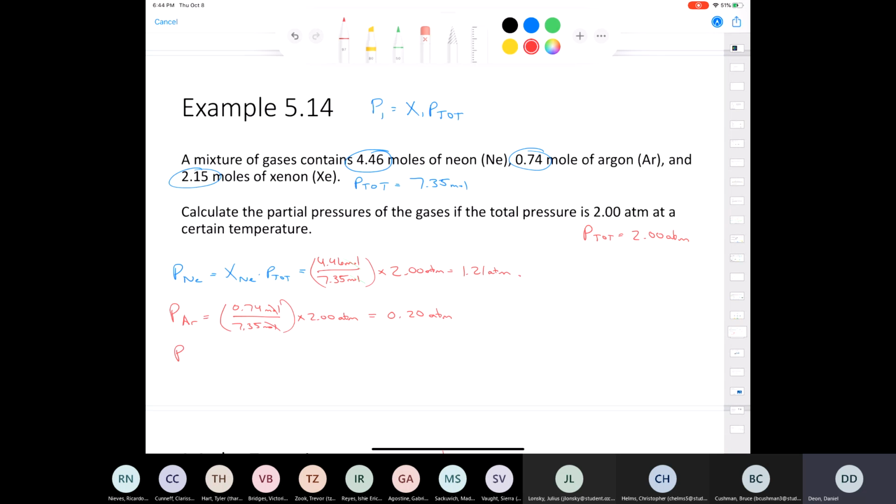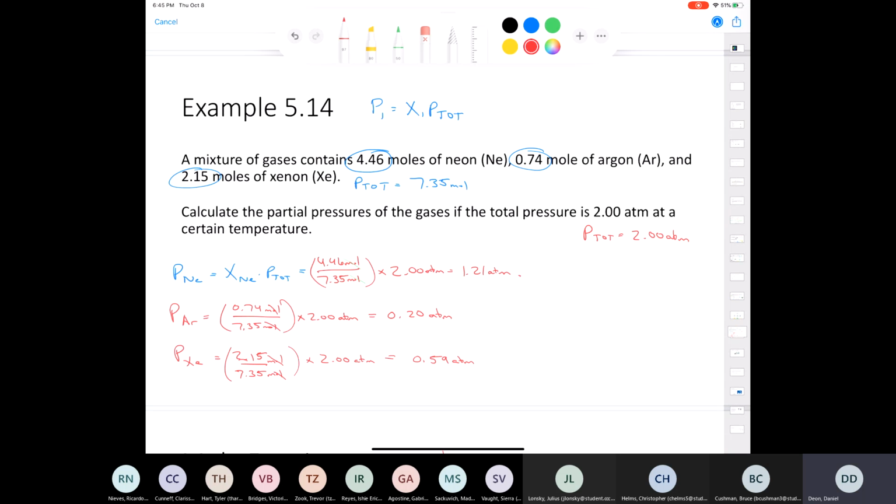And what's the last one? Xenon. Okay. Xenon, we have 2.15 divided by 7.35. You can see my handwriting's getting a little bit worse here as the evening wears on. Anyhow, multiply that by 2.00 atmospheres, and you end up with 0.59 atmospheres.